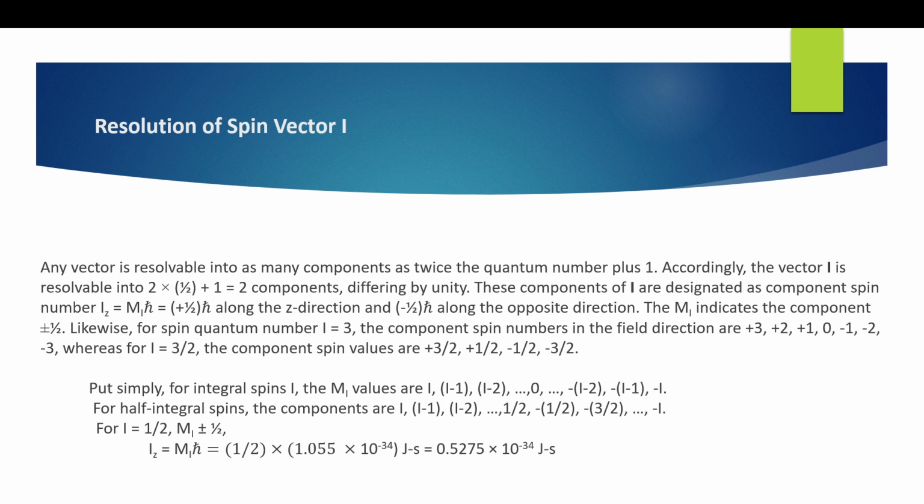Put simply, for integral spin nuclei, suppose the spin is integral, then the components are I, I minus 1, I minus 2, through 0, minus I plus 2, minus I plus 1, up to minus I. Total 2I plus 1 values. If the nucleus is half integral type spin, then the values don't include zero value.